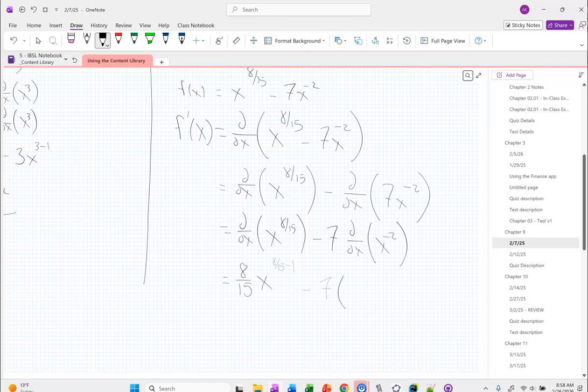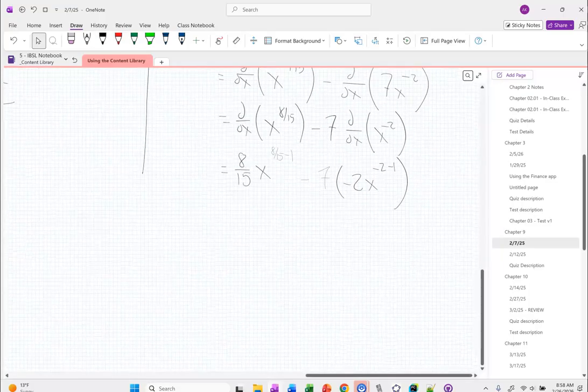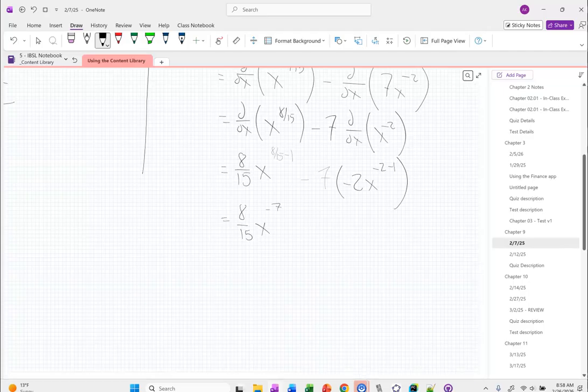Okay, the derivative of x to the -2 should be -2x exponent -2 minus 1. Excellent. And now we just simplify here, right? So 8/15 minus 1 is -7/15. -7 times -2 is 14. -2 minus 1 is -3.